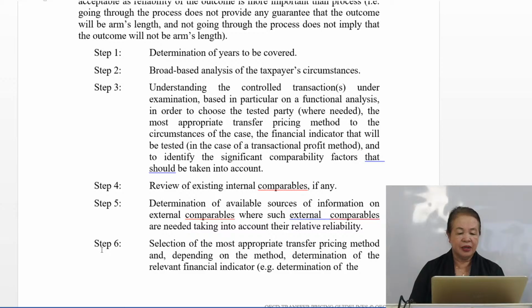Step 4, review of existing internal comparables, if any. And then, determination of available sources of information on external comparables. Where such internal comparables are needed, taking into account their relative reliability. Step 6, selection of the most appropriate transfer pricing method and, depending on the method, determination of the relevant financial indicator.